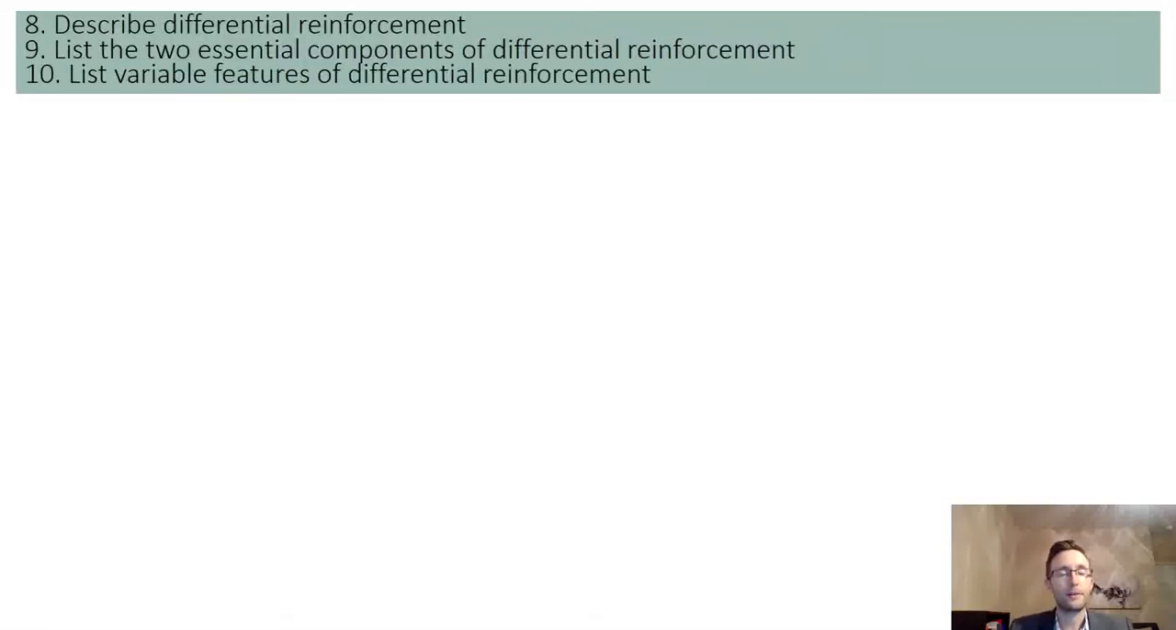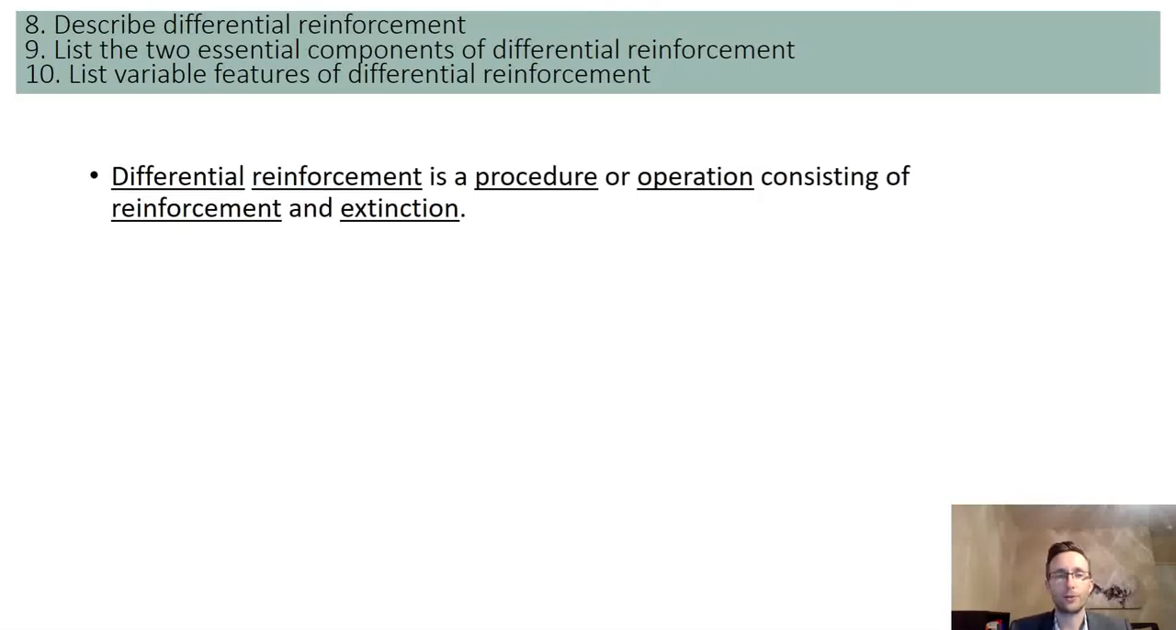Alright, objective number 8 is to describe differential reinforcement. Then 9 is list the two essential components of differential reinforcement. And 10 is to list variable features of differential reinforcement. Differential reinforcement is a procedure or an operation consisting of reinforcement and extinction.